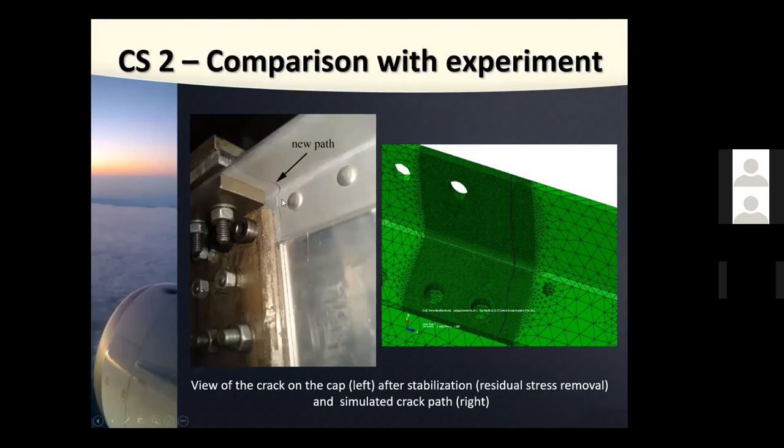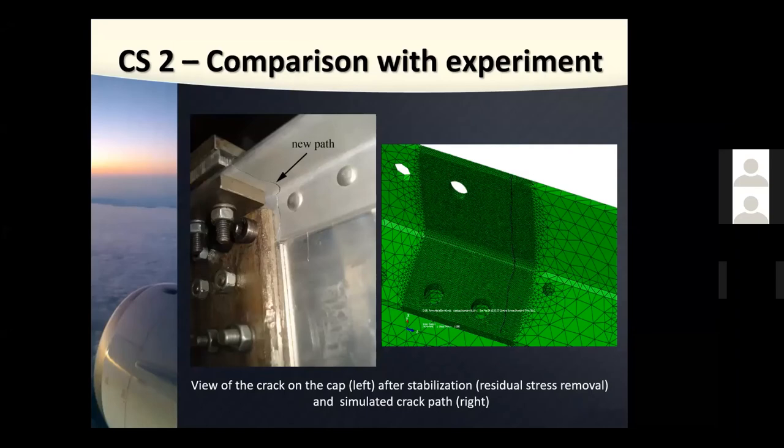We got the new path on this spar cap, which was very close to the path obtained in numerical simulation. Which means that sometimes numerical simulations can help us identify weak points on a manufactured structure. And after we stabilized all these spars, we carried out experiments on other spars. I'm sure on nine spars, we got a path like this, and only on one spar, we got again some other crack path.